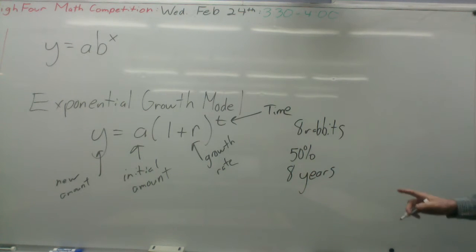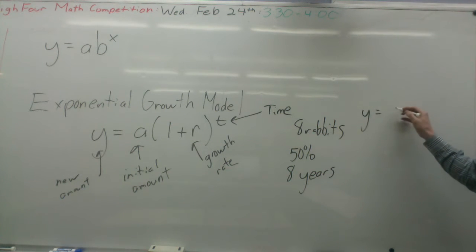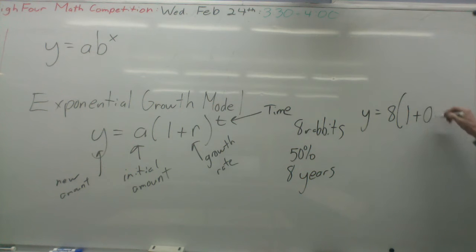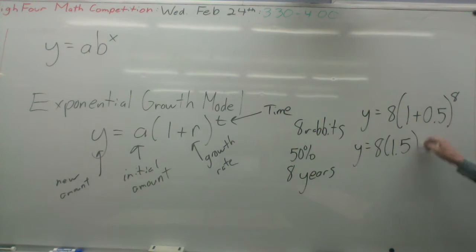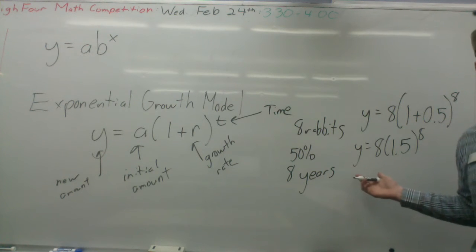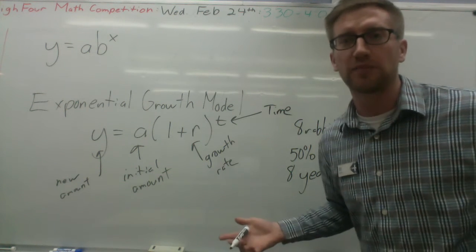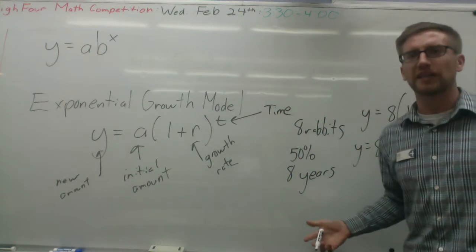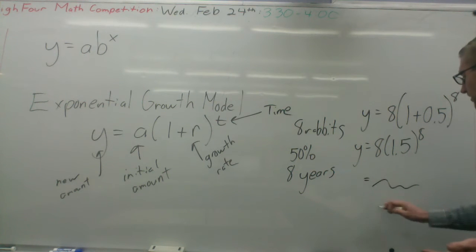Alright, so now I'm going to take this information, I'm going to plug it into my formula. So I'm going to get y equals 8, the original amount, times 1 plus 0.5 to the 8th power. Y equals 8 times 1.5 to the 8th power. I now have a nice simple expression I can plug into my calculator. You can use your calculators for these, obviously, in order to do the exponents. I don't expect you to multiply out 1.5 times itself 8 times.